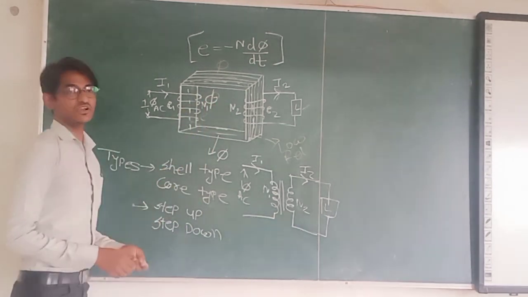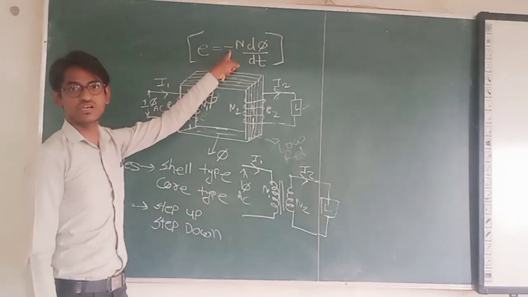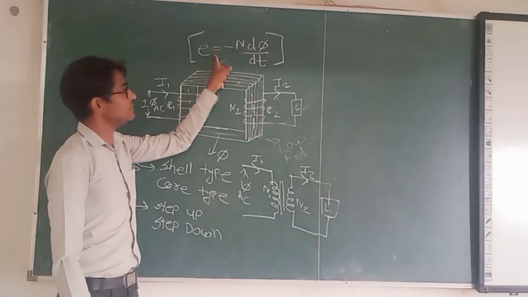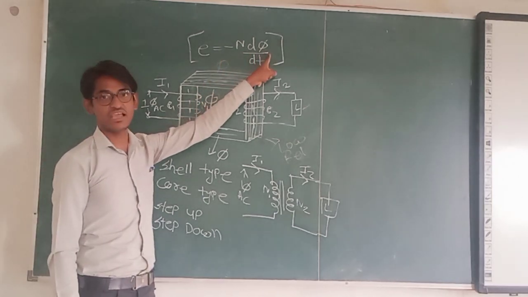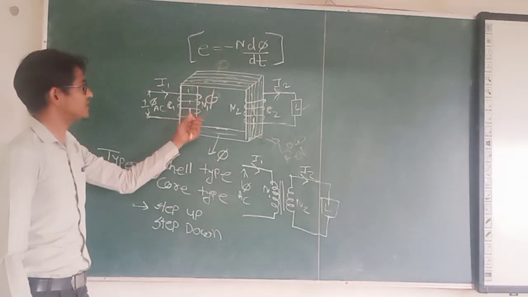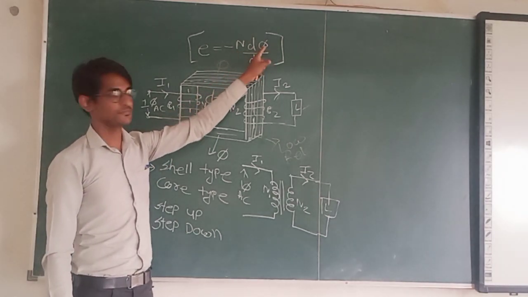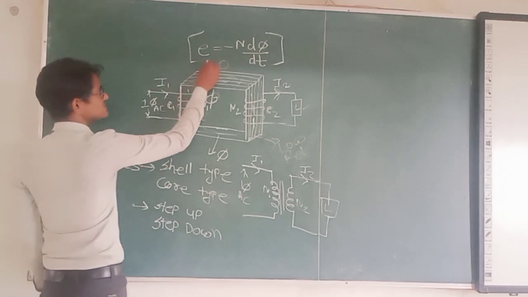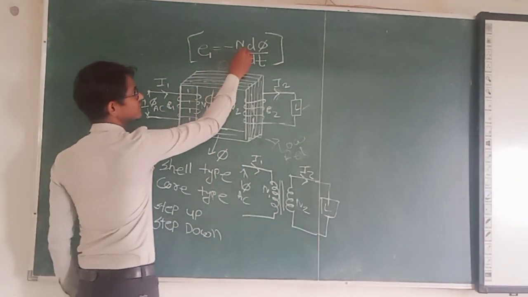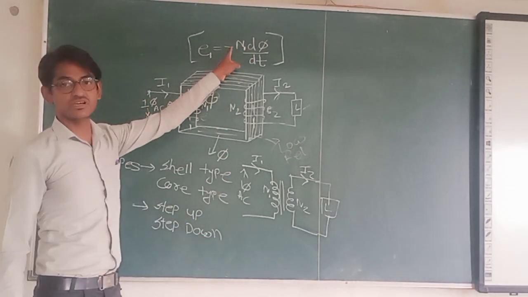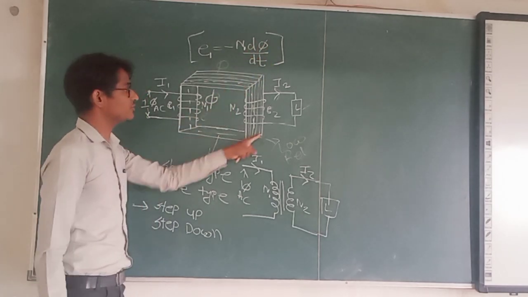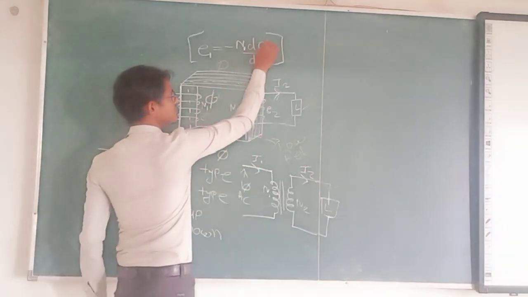What is the meaning of this? According to Lenz's law, the minus sign is given here, because the EMF is produced due to the flux phi. That's why we give the minus sign here. What is N? N is the number of turns. If we represent the primary induced EMF as E1, then we write N1, the number of turns of the primary winding. The flux phi is common for both, that's why we write it as flux phi.